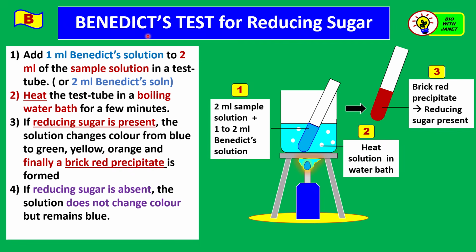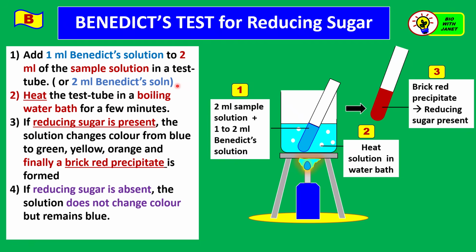Now next, the Benedict's test. So Benedict's test for reducing sugar. Add 1 ml of Benedict solution to 2 ml of the sample solution in a test tube. This is following the textbook. Now I find from experience that sometimes if you just add 1 ml Benedict solution to 2 ml of the sample solution, 1:2, you may not get a very obvious result.